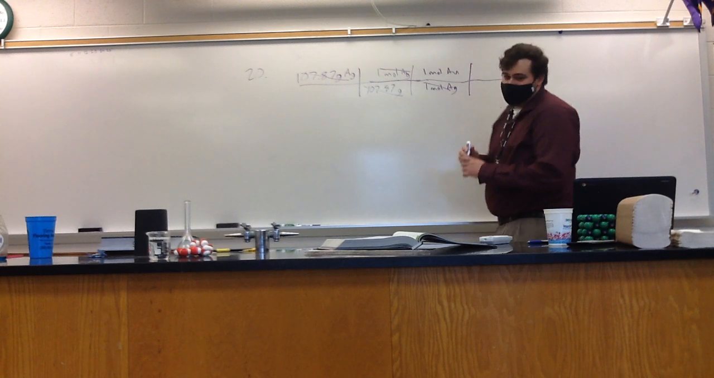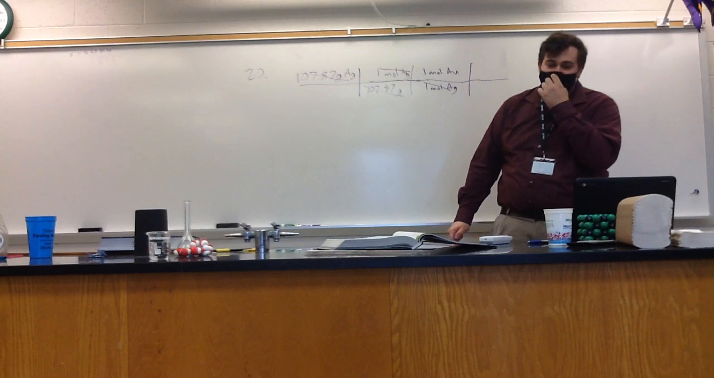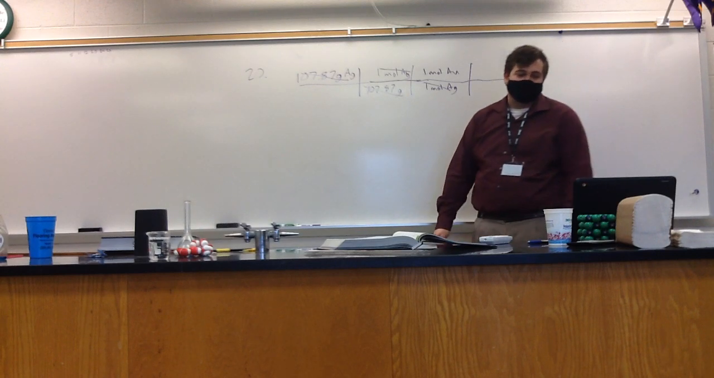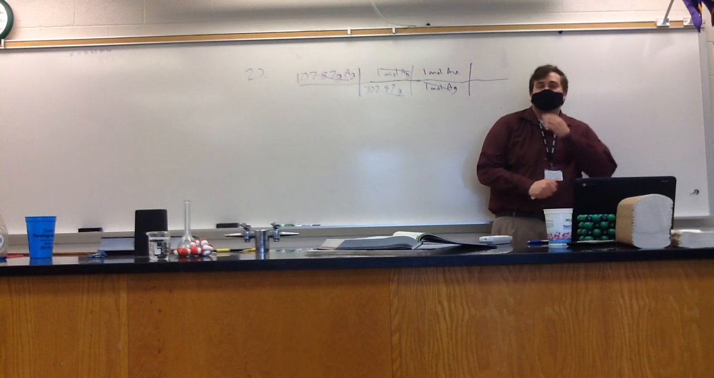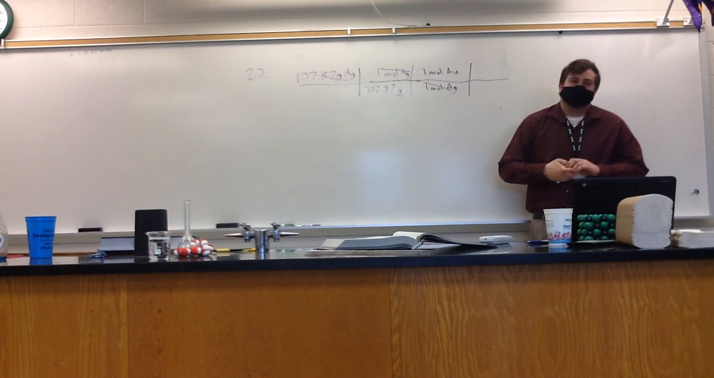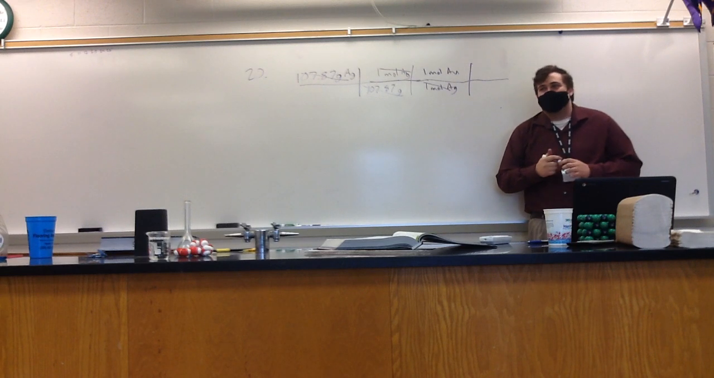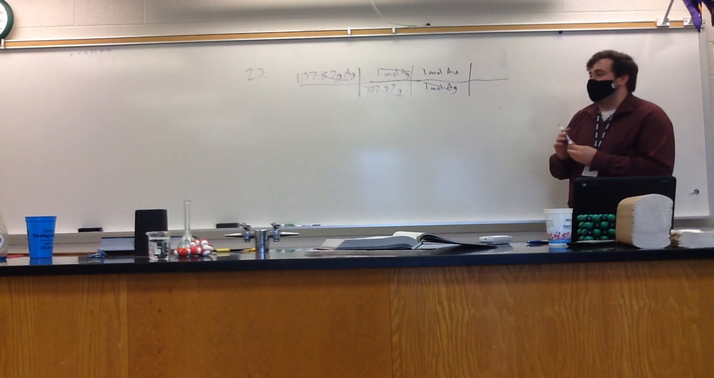And now, the question asks us to find how many grams of gold contain the same number of atoms as 107.87 grams of silver. So how do we get from moles of gold to grams of gold? Go back to the periodic table, all right? So what's our molar mass for gold?